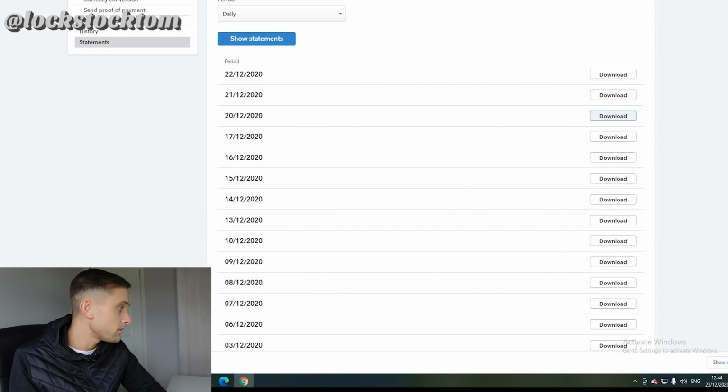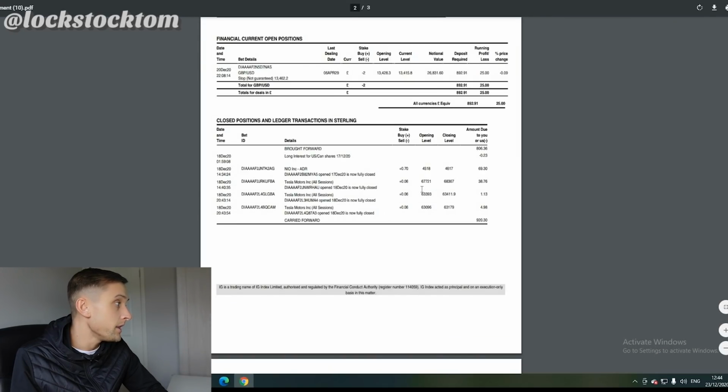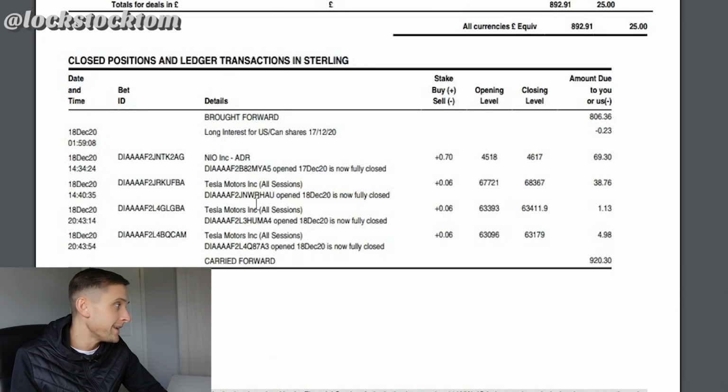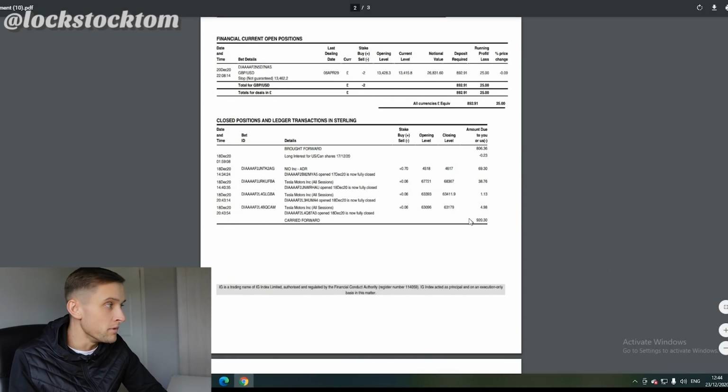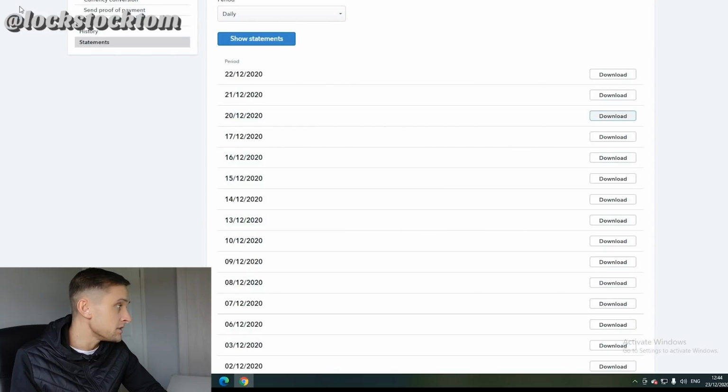Next one, we have Neo, which is, if you look down here, we had a good one. We had a £69.30 win. Then we had a Tesla's motor, which is £38.76. Then we had another Tesla and another Tesla. I don't know what I was doing with them, other small Teslas. But again, two really good wins, bringing our balance up to £920.30.